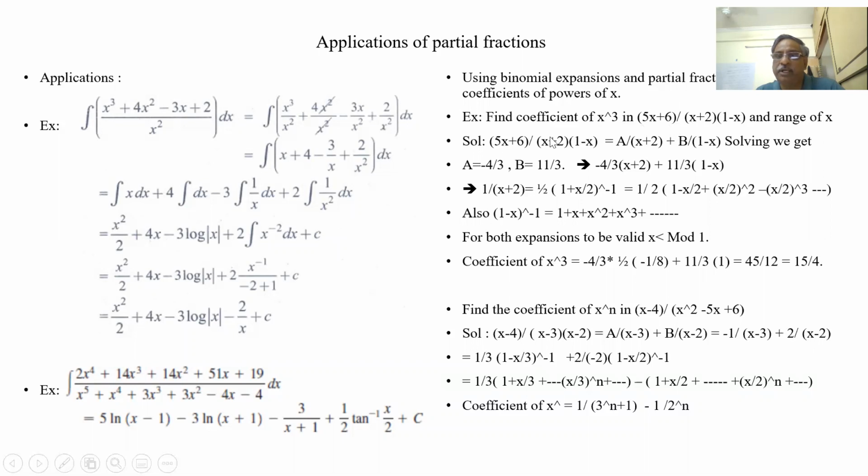In place of that, I am doing the partial fraction method. So A by x plus 2 plus B by 1 minus x. If I solve it, I am getting A and B as minus 4 by 3 into x plus 2, and 11 by 3 into 1 minus x.